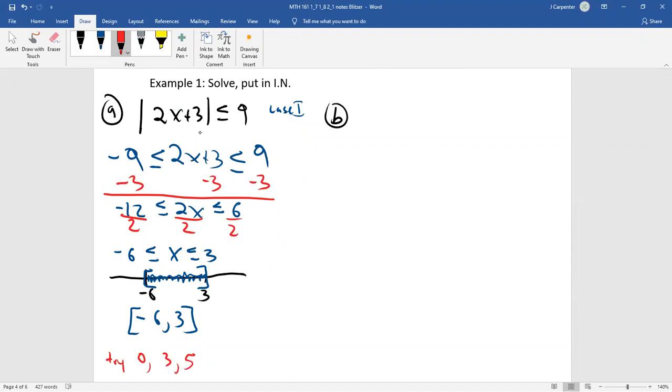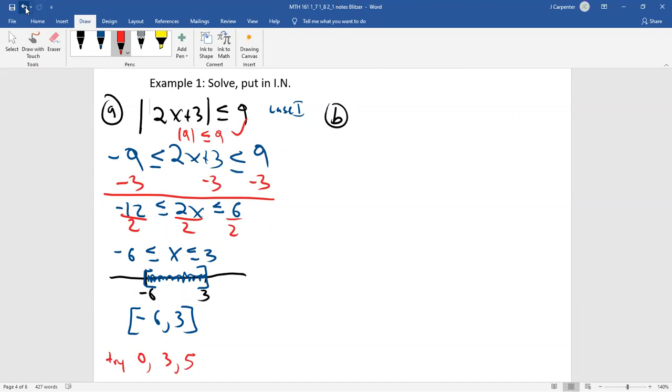So if we try 0, 2 times 0 is 0, 0 plus 3 is 3. So the left side is 3, and the absolute value of 3 is 3, and 3 is less than 9, so it works. So 0 works, and guess what? 0 is in this correct window. It's in there somewhere. Well, let's try out +3, which was that far border. 2 times 3 is 6, 6 plus 3 is 9, and the absolute value of 9 is 9. 9 is less than or equal to 9, so that works. So this far right solution worked.